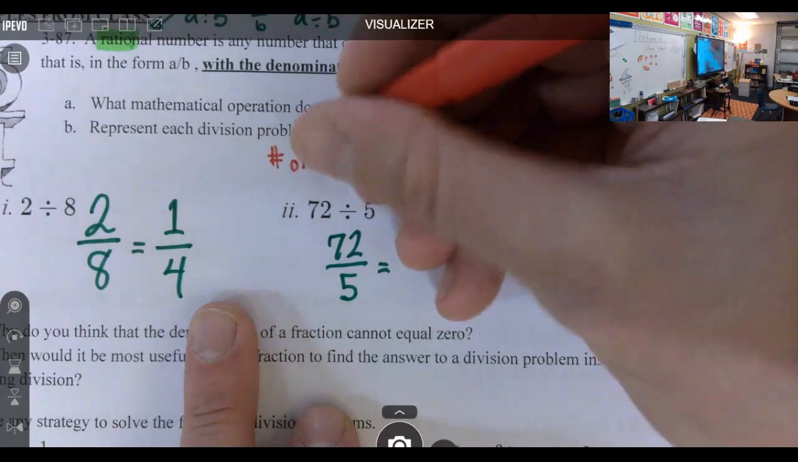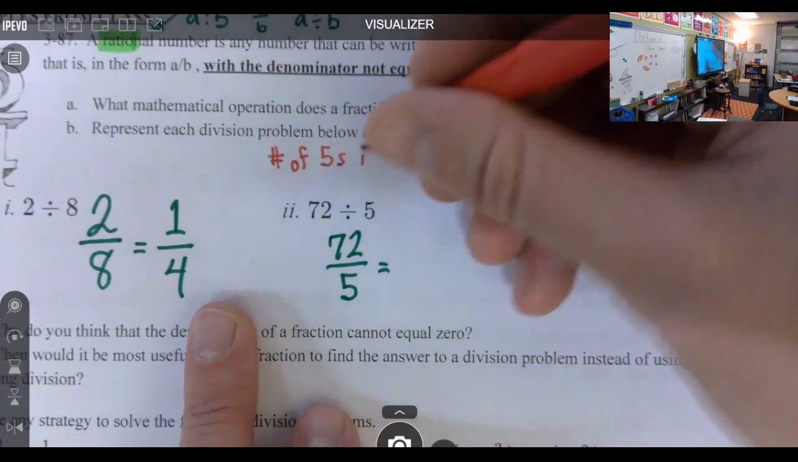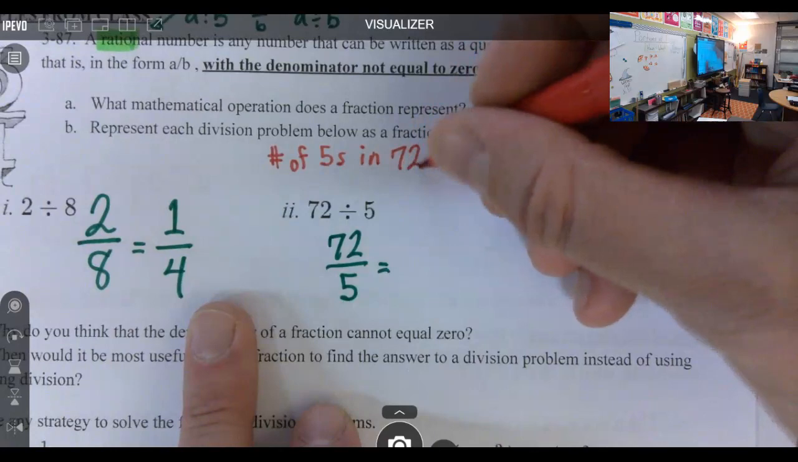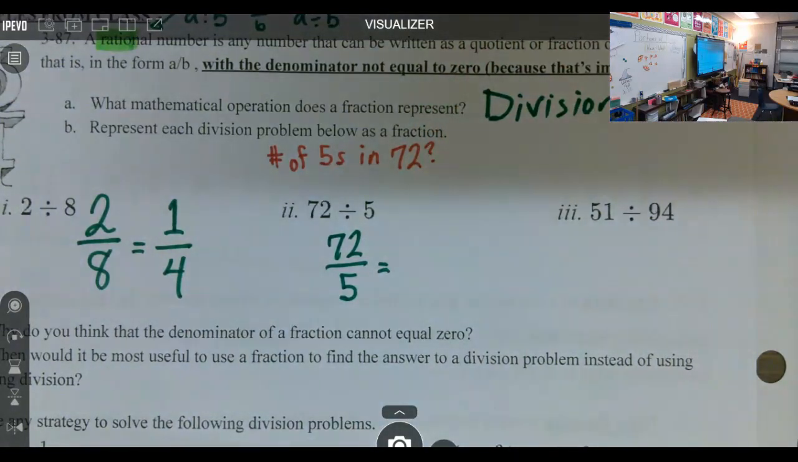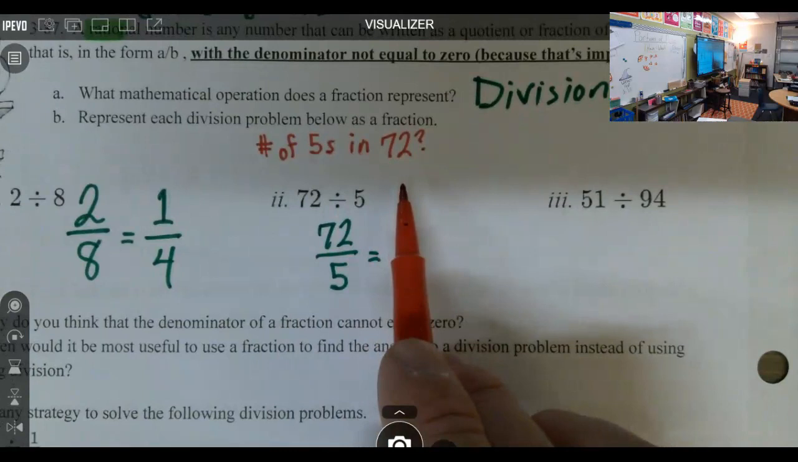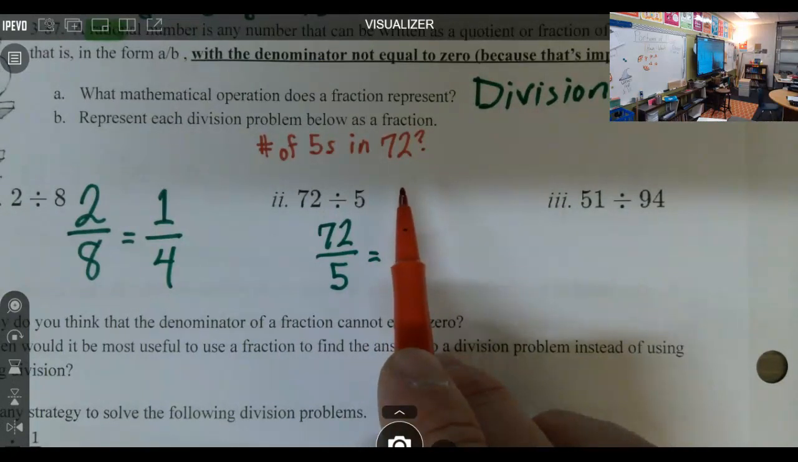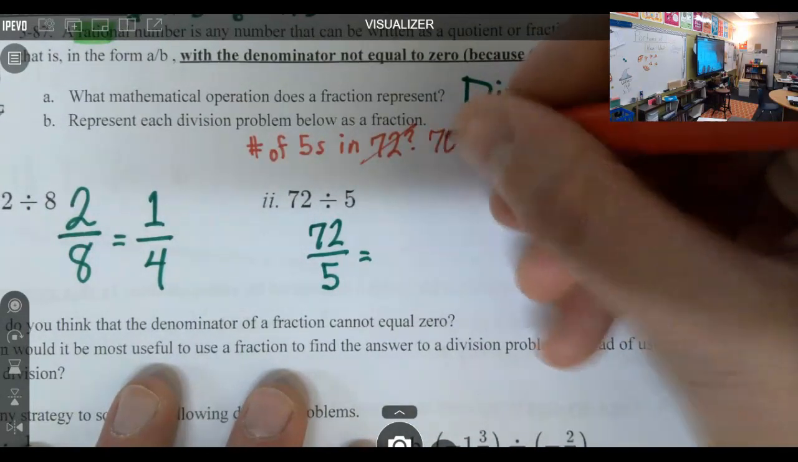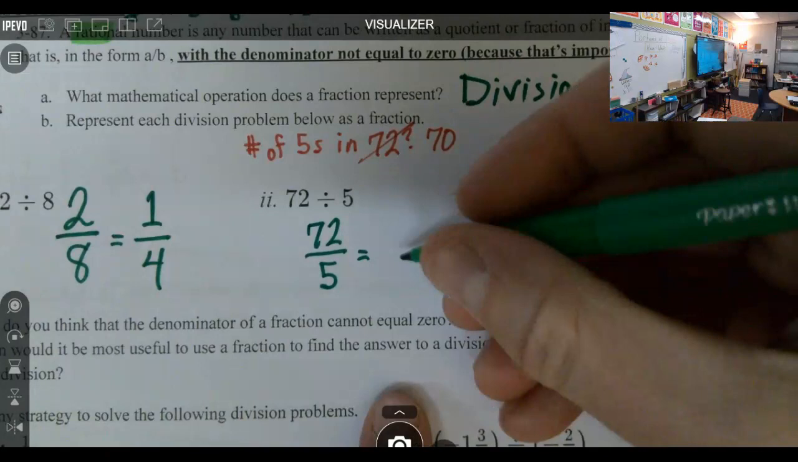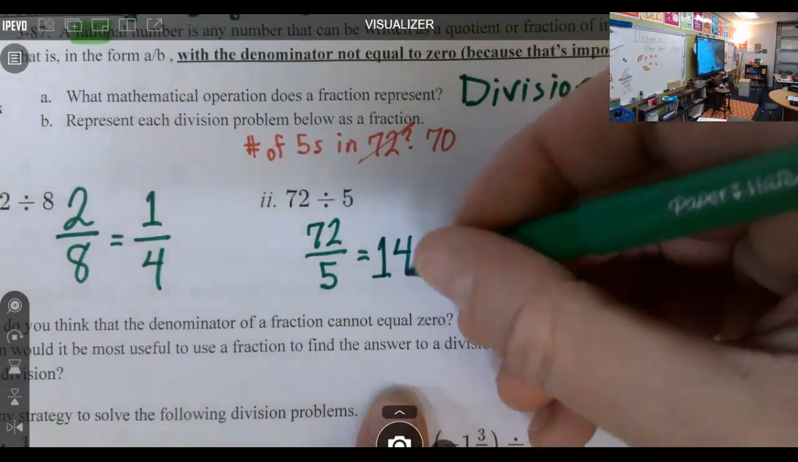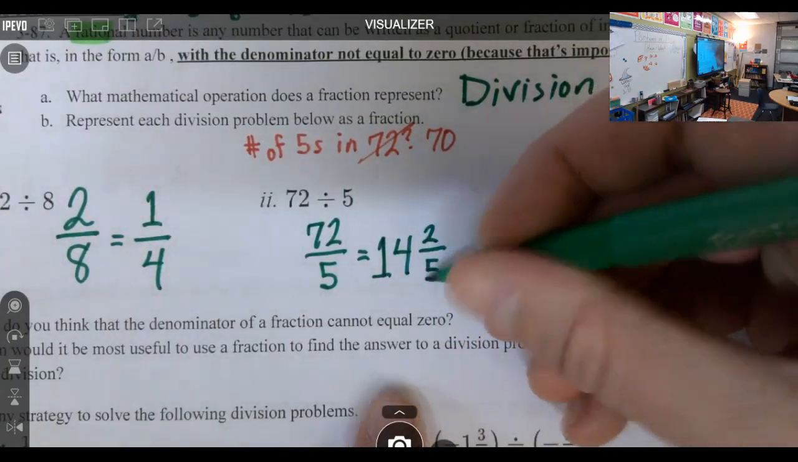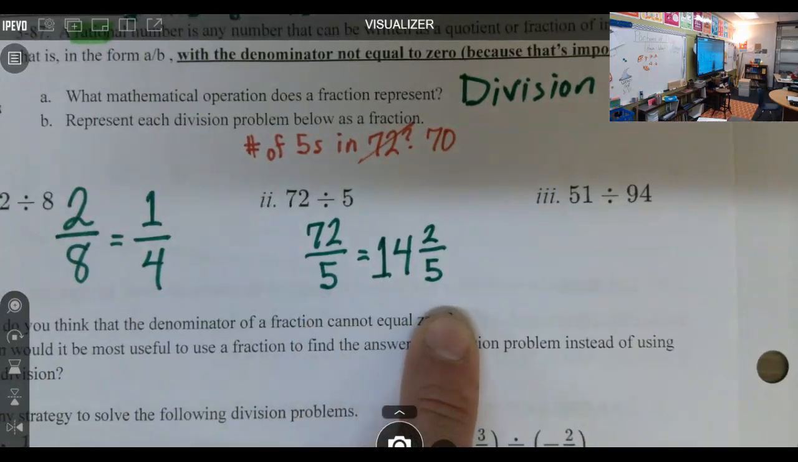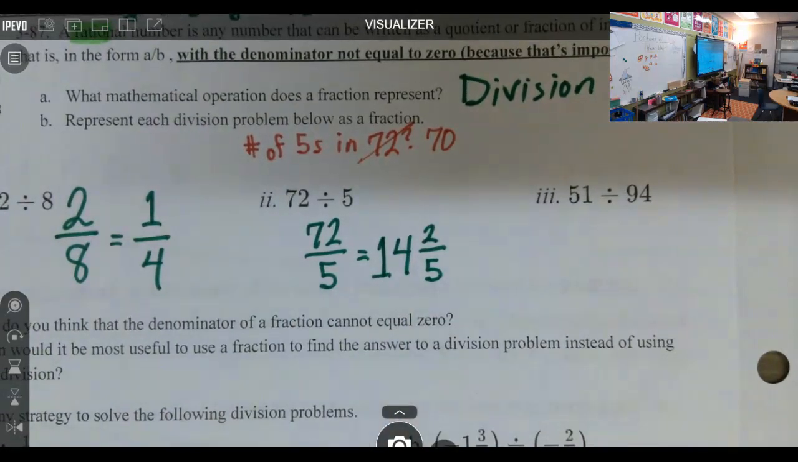I just used my multiplication chart. So we're wondering how many 5s in 72, but really we're going to say how many 5s in 70, and that's going to be 14. So we get 14 and 2/5. We still got to keep that denominator that we had, because that's the size of portions that we were working with. And triple I here, let's just go class answer. What would we write?